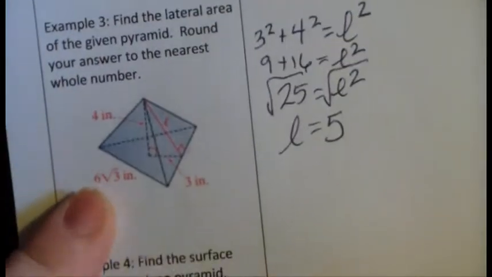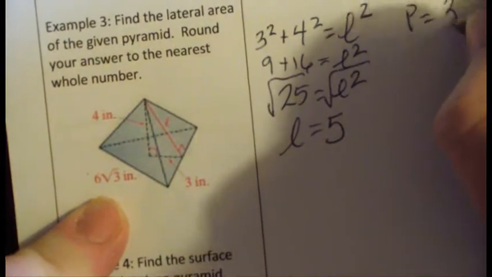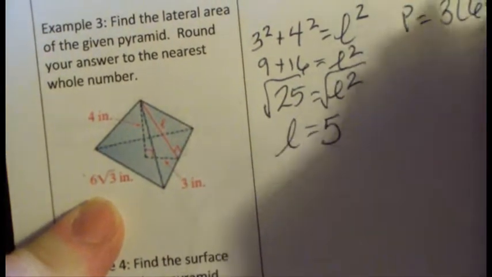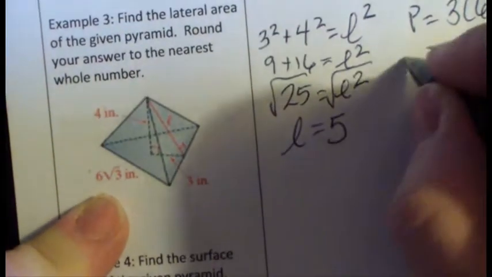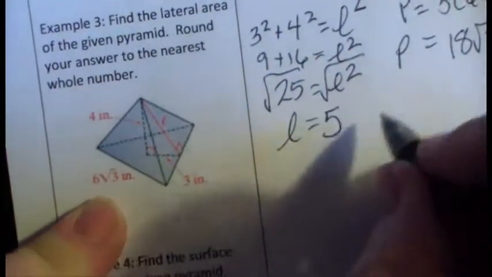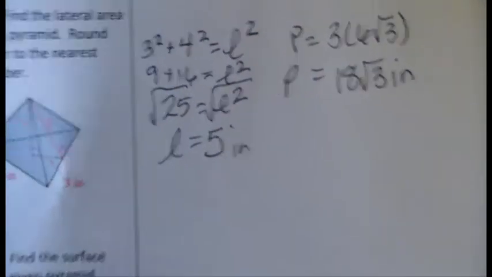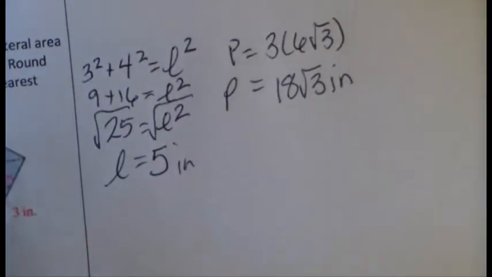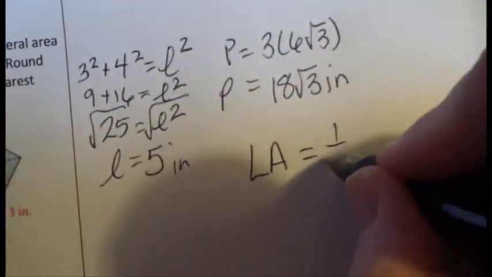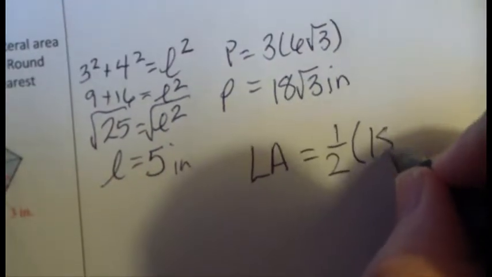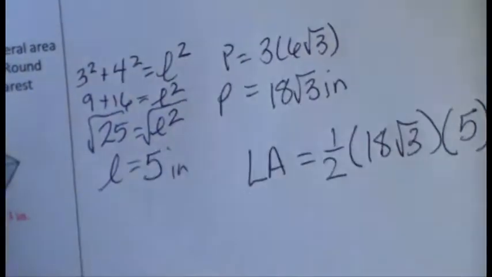Now, perimeter for this, we've got 6 radical 3, 3 times, so 3 times 6 radical 3, and that's going to give us 18 radical 3 for our perimeter, and our slant height was 5 inches. Alright, so again, we're just looking for the lateral area this time. We don't have to do the base area formula. So our lateral area is 1/2 perimeter, which was 18 square root 3, times the slant height, which was 5.